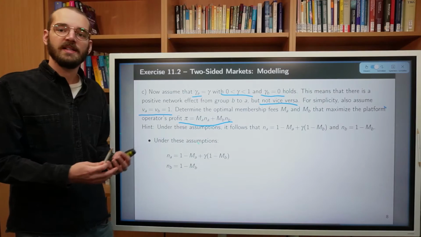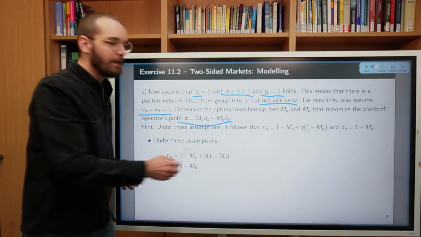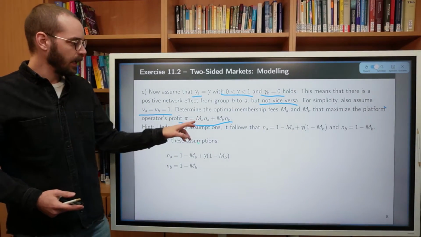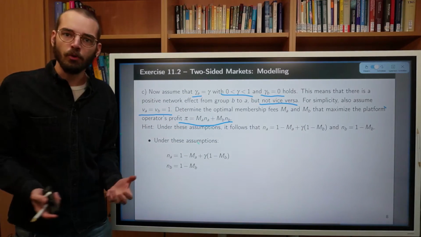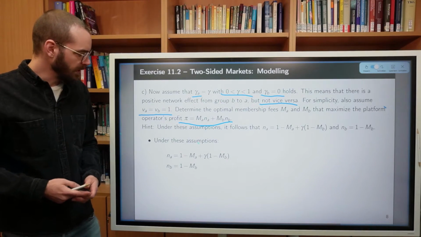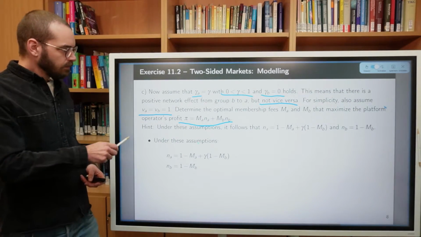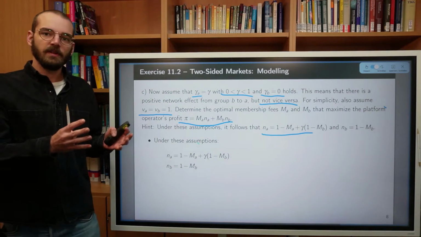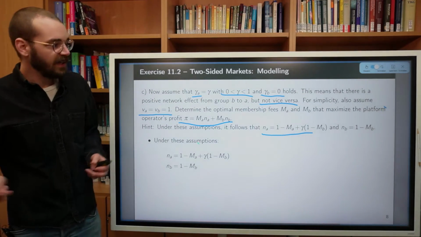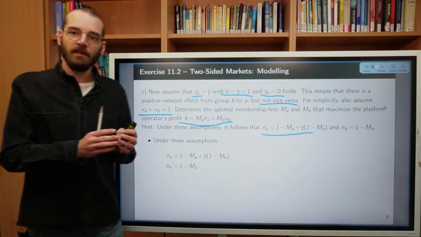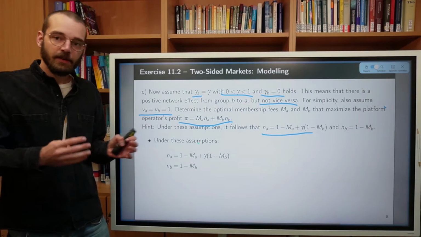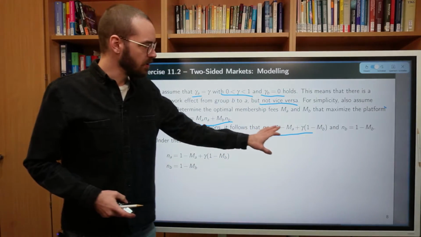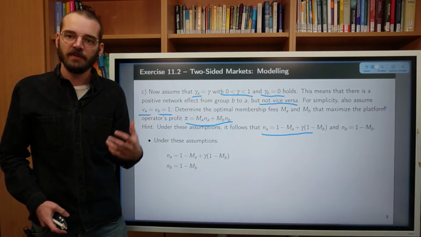So the profits of the operator are simply the sum of the overall collected membership fees or participation fees: MA times the size of group A, NA, and the same for group B. We have also already provided the functions NA of NB and NB of NA, or even the indirect functions that no longer depend on the member size of the other group, showing what these functions look like after we have applied these simplifying assumptions.